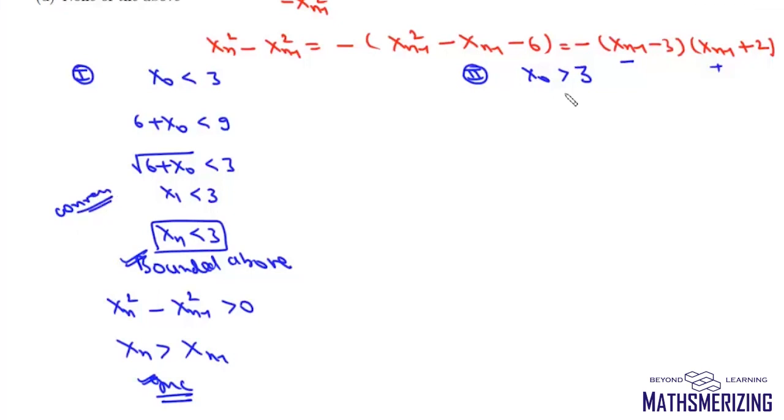In the second case, when x naught is greater than 3, if we add 6, we get 6 plus x naught greater than 9. The square root of 6 plus x naught will be greater than 3, that is, x1 is greater than 3. If we add 6 again and take the square root, we get x2 greater than 3. So from here, xn should be greater than 3. So in this case it is bounded below.